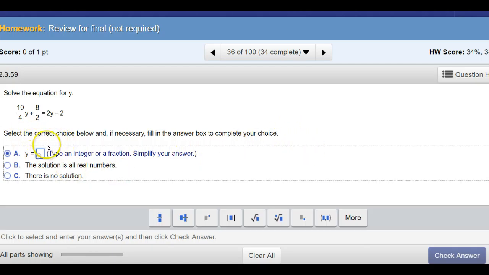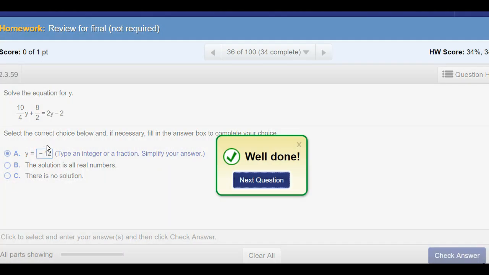I didn't put the 12 in there yet here. And there we go.